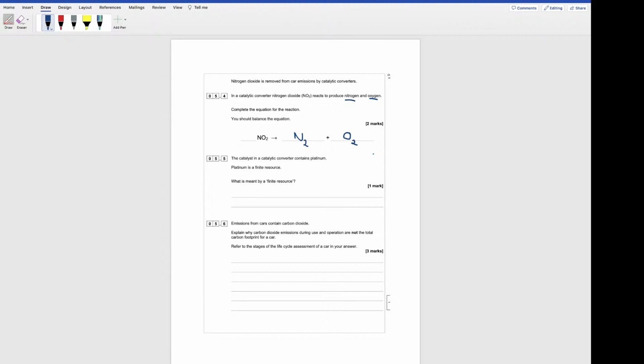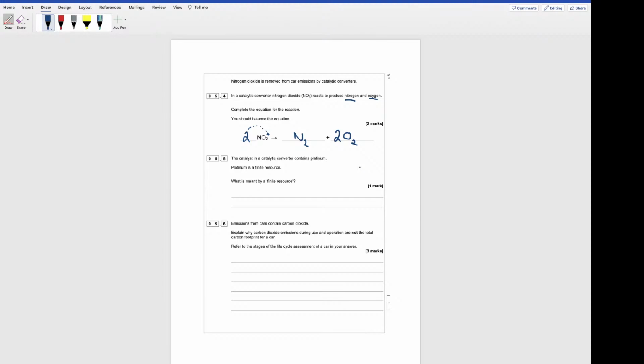So once you've worked that out, now it's just a case of balancing. So to balance the nitrogens, we need 2 on that side. So 2 times 1 is 2. So 2 nitrogens here, 2 nitrogens here. Now we need to balance our oxygens. So 2 times 2 is 4. So 4 oxygens on the left. So we need 2 here because 2 times 2 is 4 there. So it's 2NO2 goes to give N2 plus 2O2.